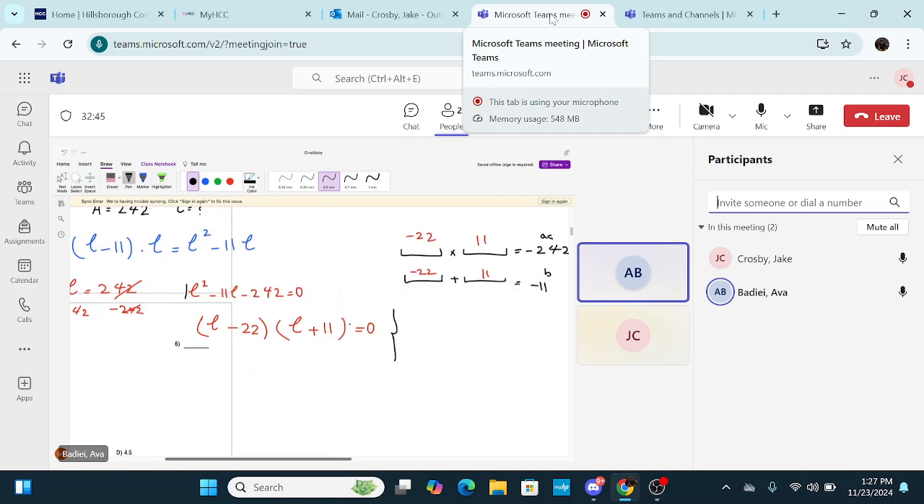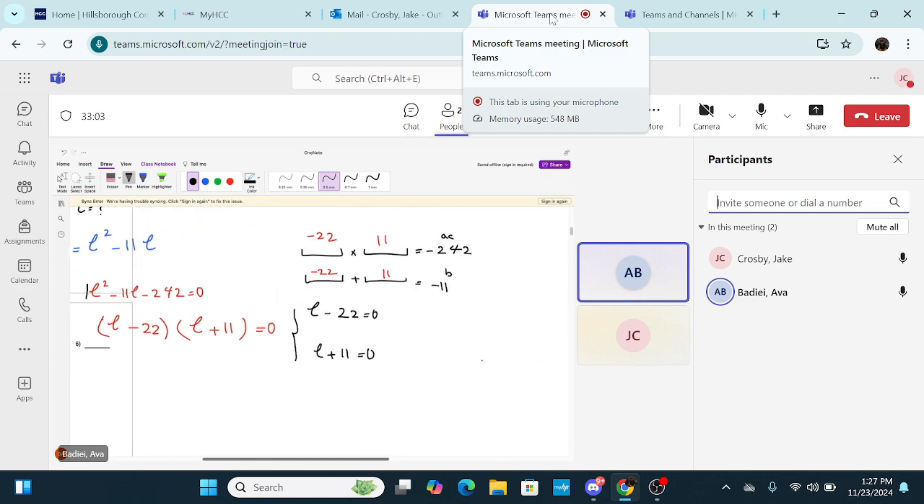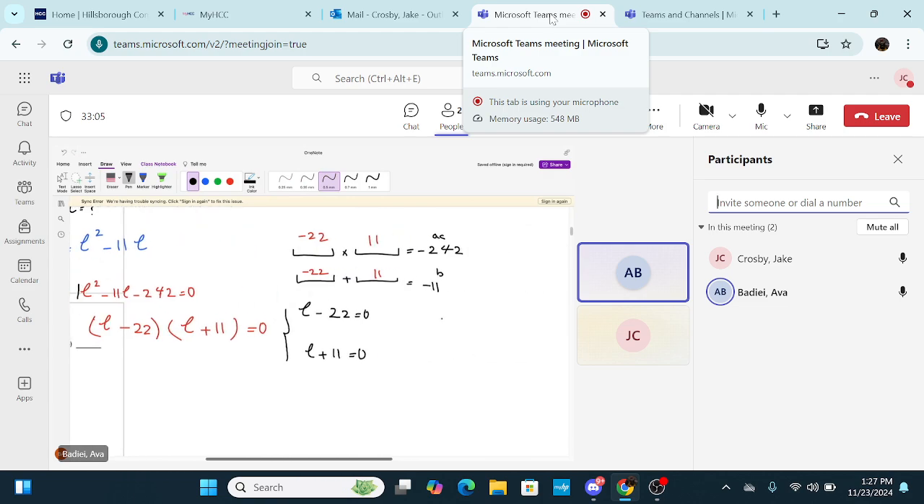And then here, we have to set each parentheses equal to 0. L minus 22 equals 0. L plus 11 equals 0. What are the two values of L here? Plus 22 and minus 11. That's it.